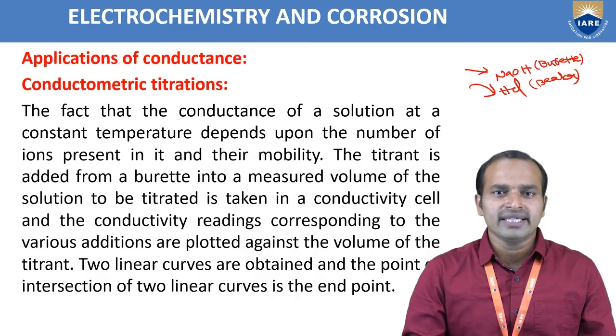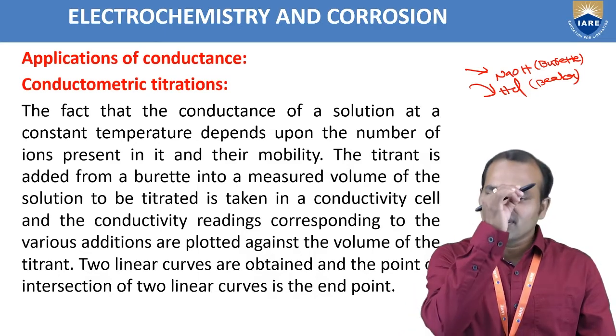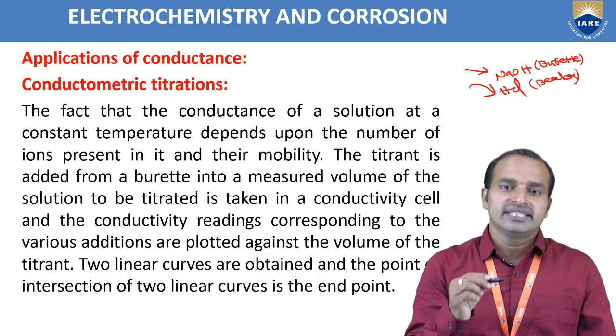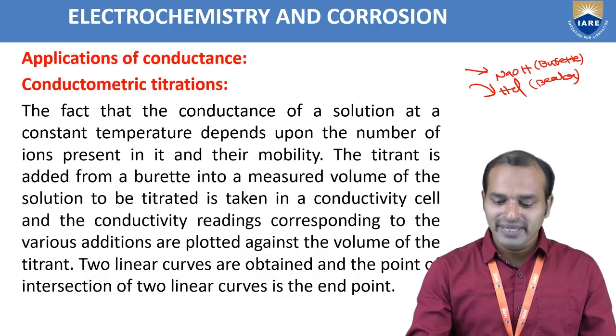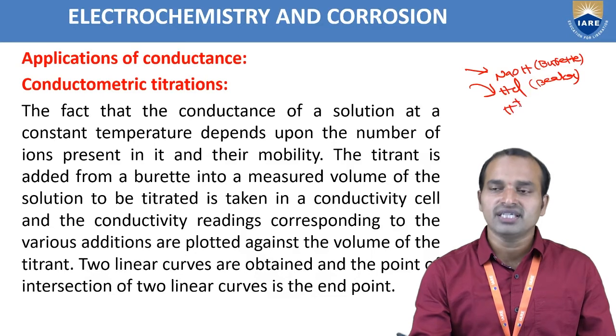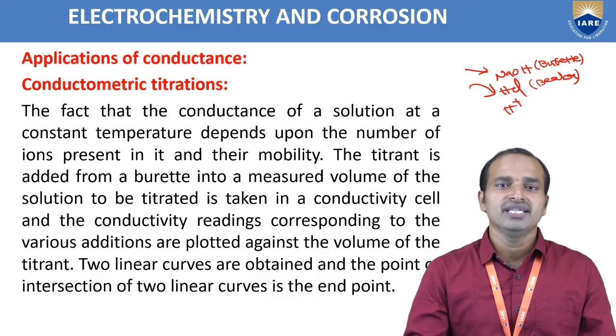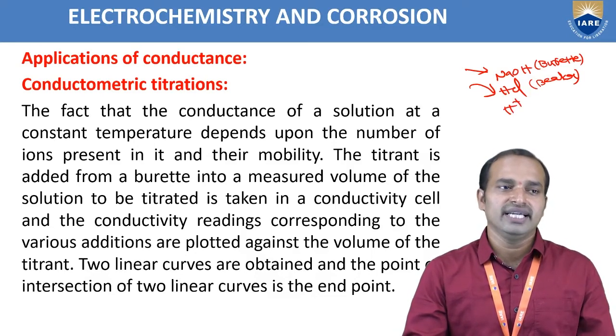At a certain point, first the conductance values fall down, then the conductance values increase. Why? Because in the beaker, the H plus ions present are slowly replaced by OH minus ions. Then the conductance values increase.